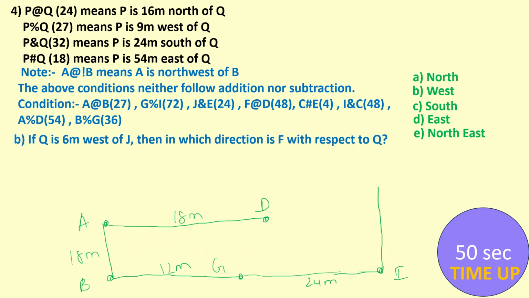Okay, time up, students. What answer you got? Okay, so this is the diagram, correct? Now what they have said, if Q is 6 meter west of J.